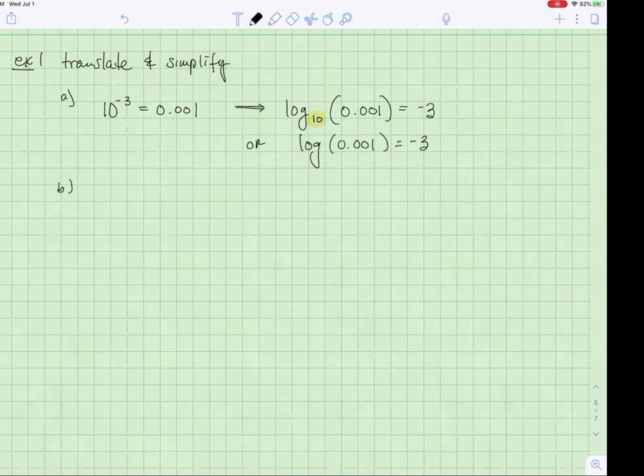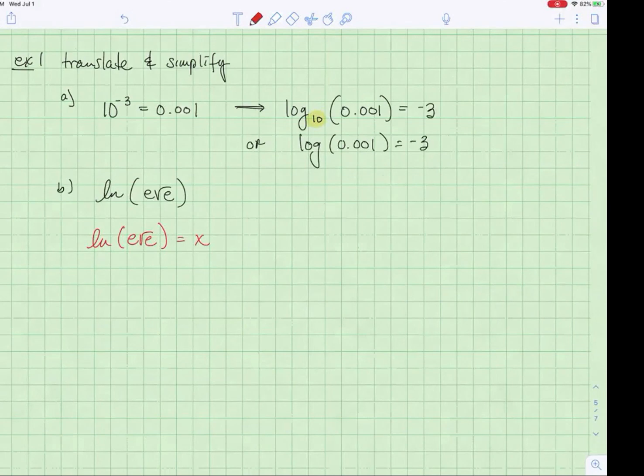B. The natural log of e root e. Well, if we want to solve this, we want to translate it. So let's see here. This is the natural log of e root e is equal to, I don't know, let's call it x. We don't know what that is.